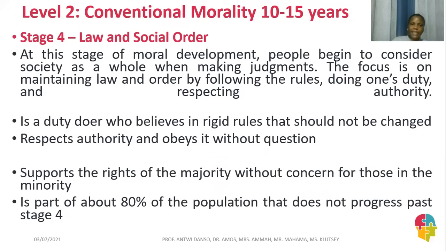So at this stage, it's not only about conforming to society's rules so that you are called a good boy or a good girl. They also want to what? Maintain law and order. They also want to what? Respect those in authority. They support the rights of the majority without concern for what? The minority. So about 80% of the population does not progress past what? This stage, because they believe that this is what we need to do to respect authority. This is what we need to do to maintain what? Social order.